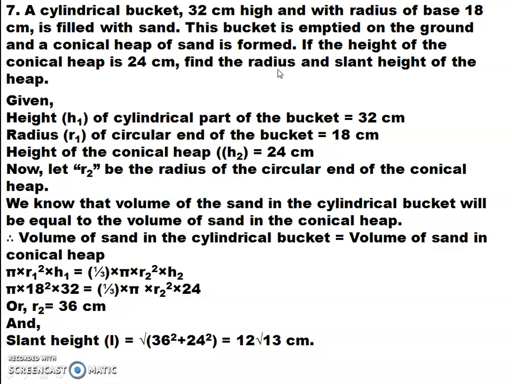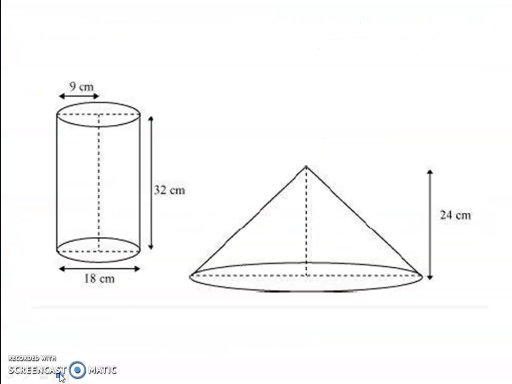So here in this question we have two shapes, the cylindrical part and the conical part. Volume of the cylinder is equal to volume of the cone. Let's see the next question.